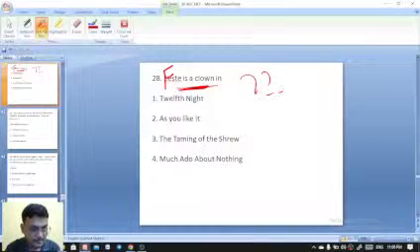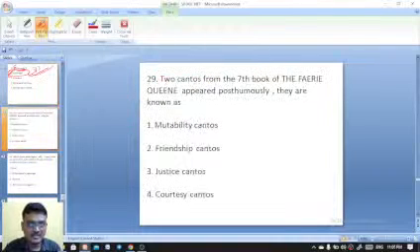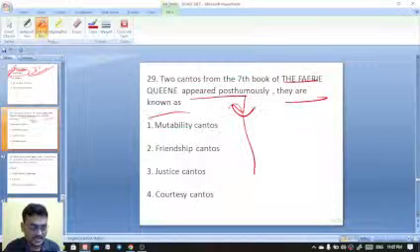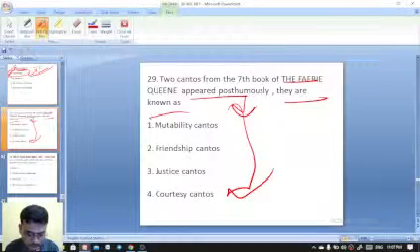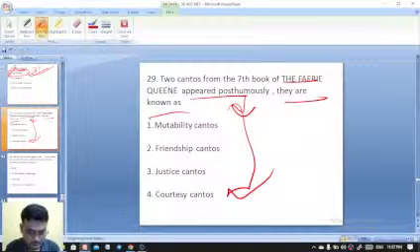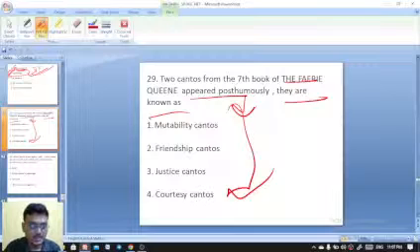So the right answer is actually Twelfth Night. Feste is a character, a clown that appeared in Shakespeare's Twelfth Night. Two cantos from the seventh book of The Faerie Queene appeared posthumously. They are known as. It is the Mutability Cantos, okay?